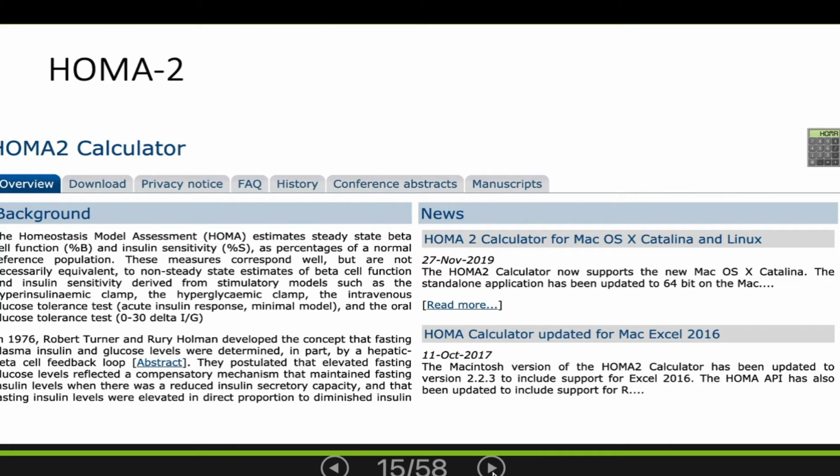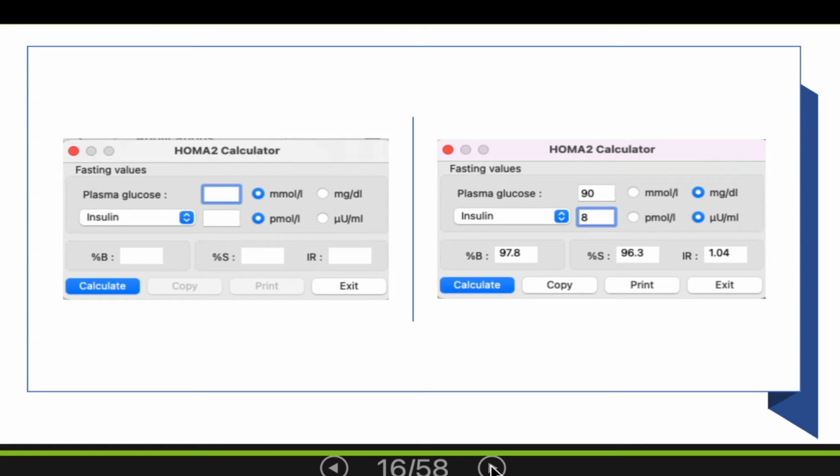So it's an updated model, and now C-peptide can also be used in place of insulin as a marker. So you have this HOMA-2 which is available from the Oxford website. I've given a screenshot of the website. You can download it as a standalone app. I'll show you the app. This is an app for Mac. So this is a HOMA-2 calculator.